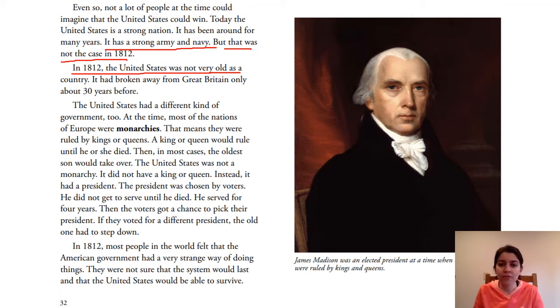So again, how was the United States different from Great Britain in 1812? Go ahead and look in the story and tell me out loud when you found your answer.